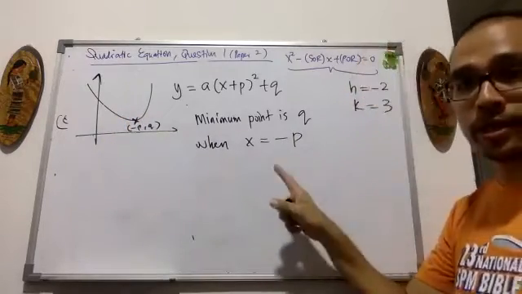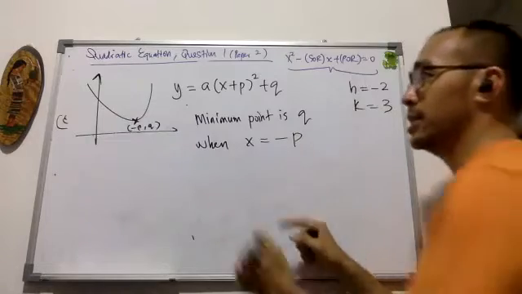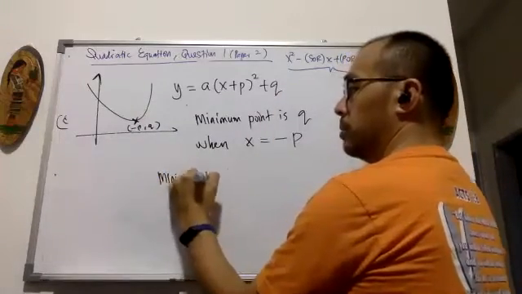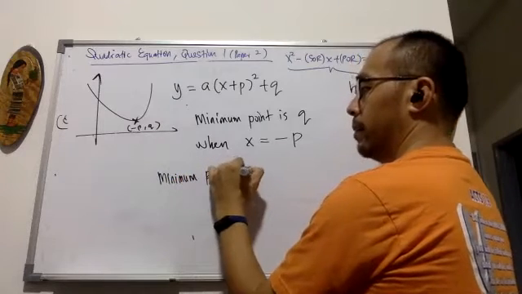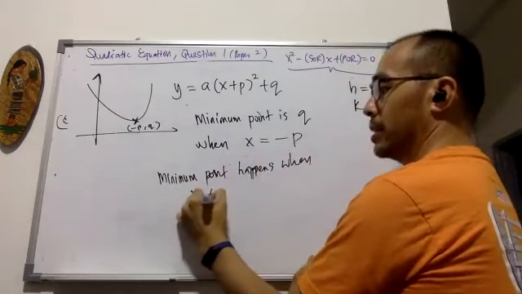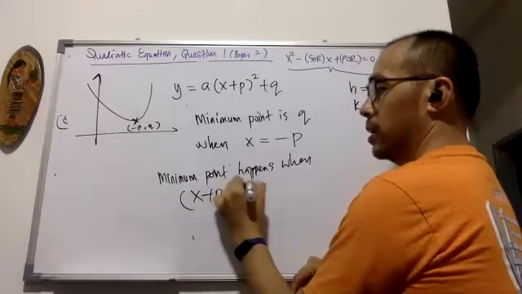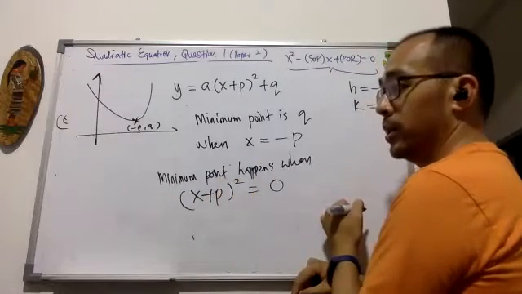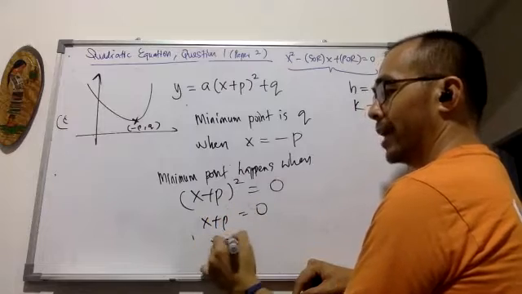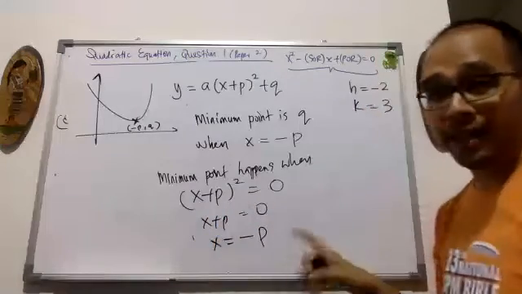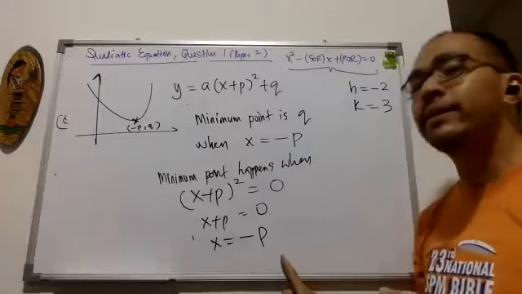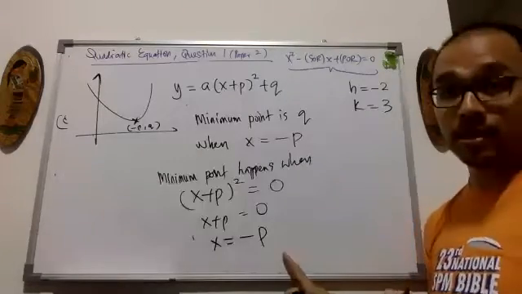And the reason for this is that the minimum point happens when x plus p squared equals to 0. Bring the square over, x plus p equals to 0, therefore x equals to minus p. That's the nota lah. The actual mathematical explanation of this is this.